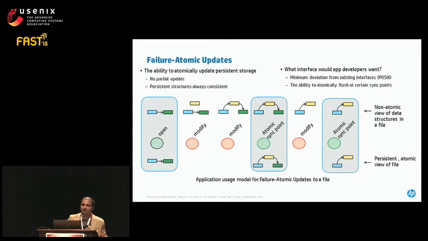So what do we mean by Failure-Atomic Updates? Through Failure-Atomic Updates, we would want applications to make their data structures persistent and consistent. A typical application opens a file, modifies its contents, and when the contents are in some consistent state, would want to atomically flush the contents to stable storage.